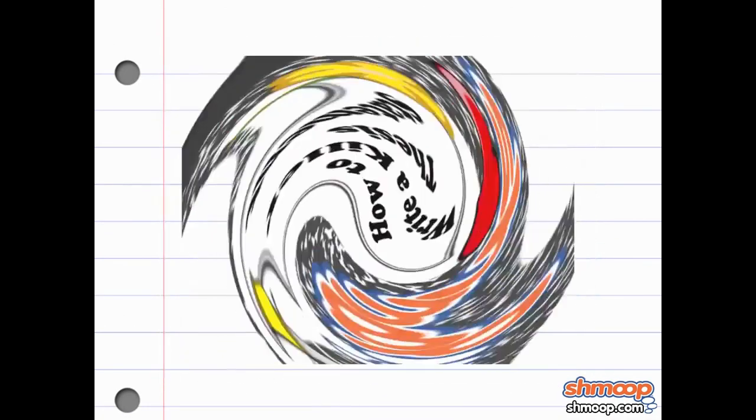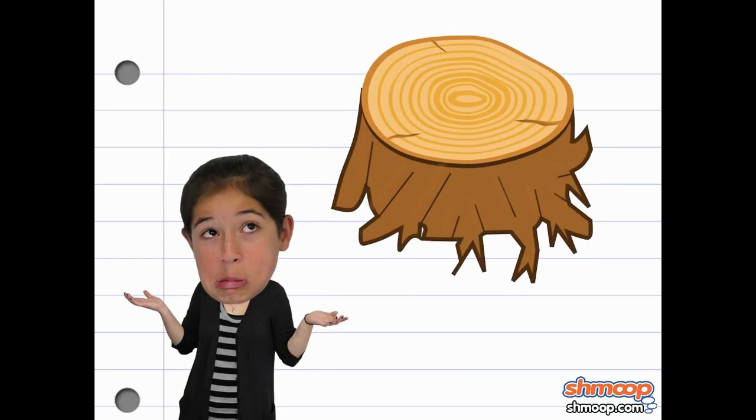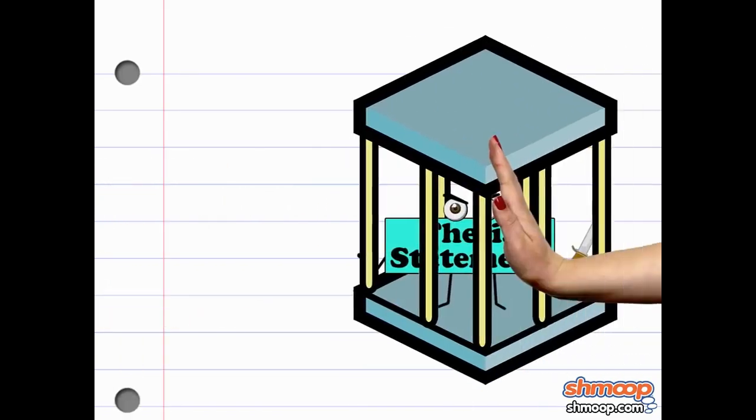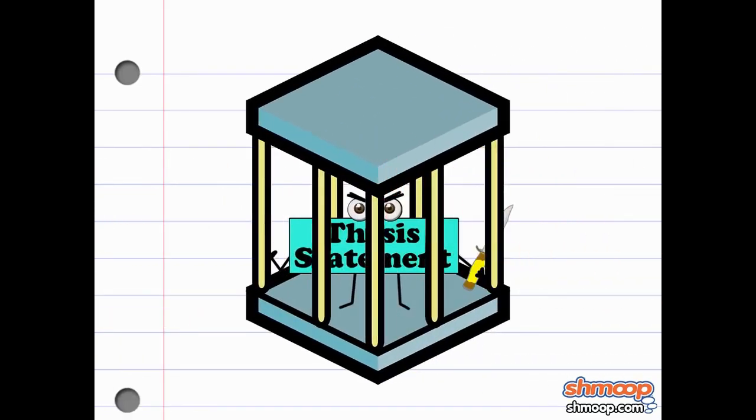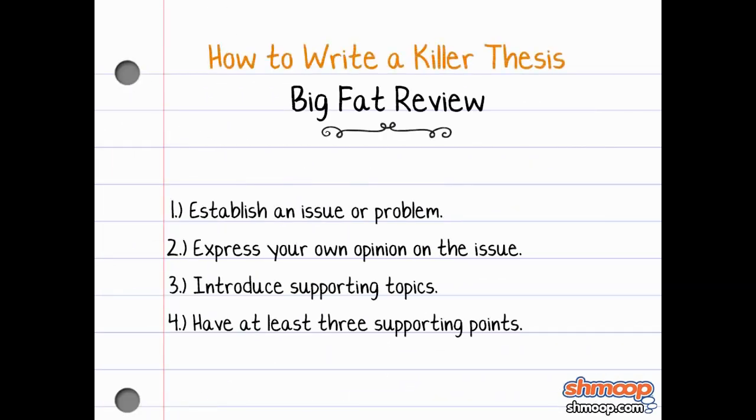Put all this together and you should have a killer thesis statement. If you're absolutely stumped and can't come up with one on your own, you can borrow ours. It gets out on parole in about 3 months. Big Fat Review. 1. Establish an issue or problem. 2. Express your own opinion on the issue. 3. Introduce supporting topics. 4. Have at least 3 supporting points.